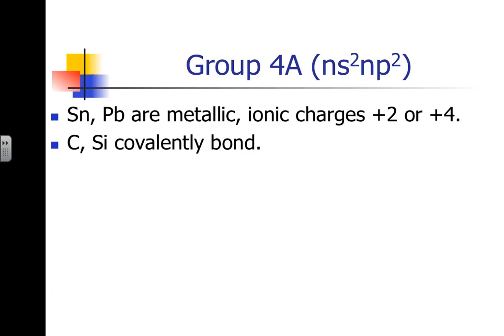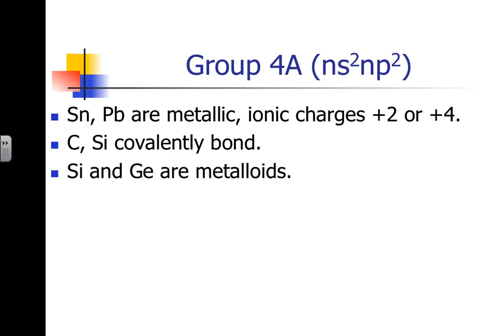When you look at carbon and silicon, those two will always covalently bond. They will not form ions because gain 4, lose 4. Which is easier here? Neither. So you're kind of between a rock and a hard place. So how about we just don't ionically bond? Let's form covalent bonds. We'll share electrons instead.